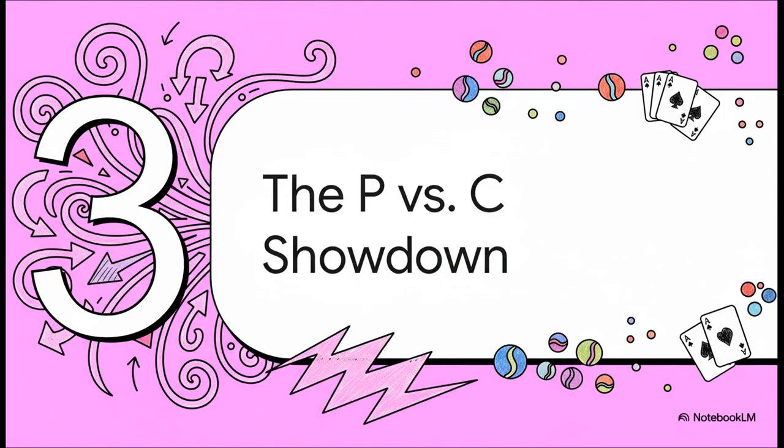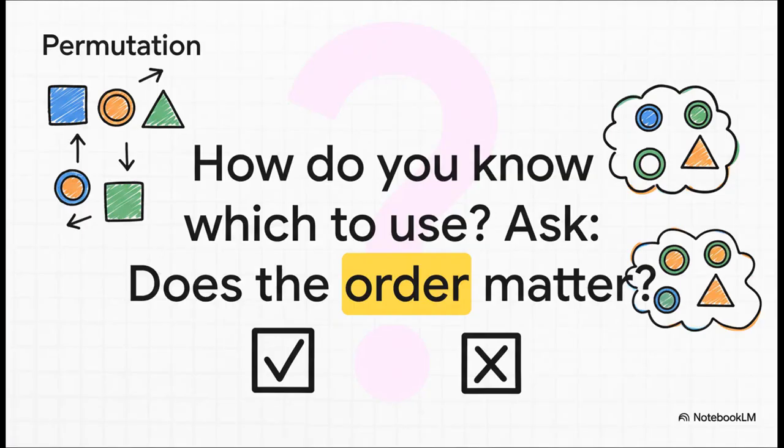Okay, we've met the contenders. We have permutations, where order is everything, and combinations, where it's nothing. Now for the most important part, figuring out which one to use and when. It is time for the P versus C showdown. So how do you decide?